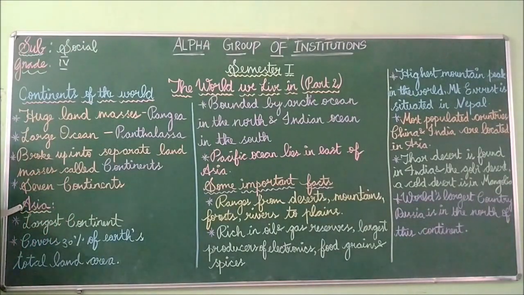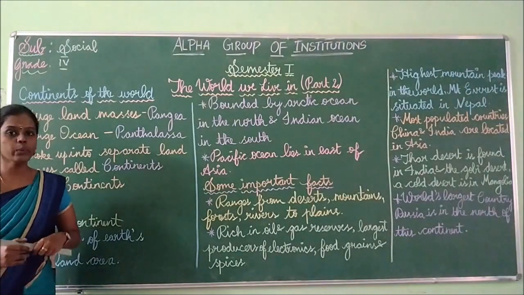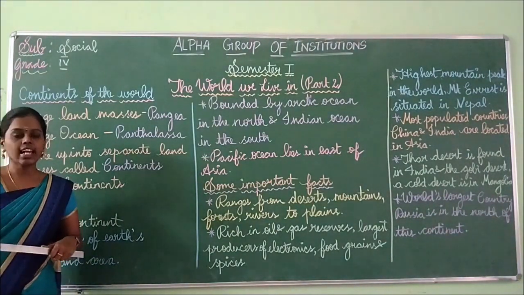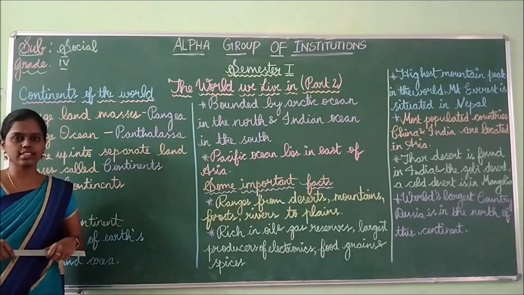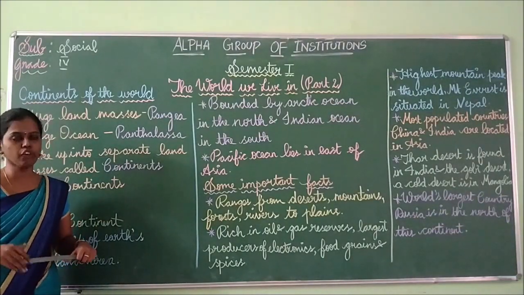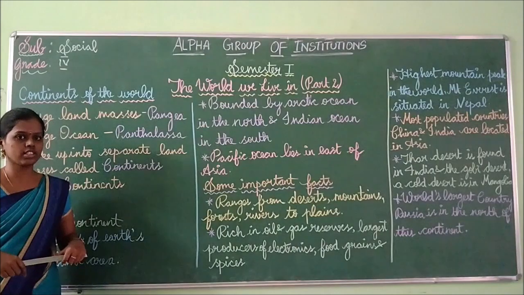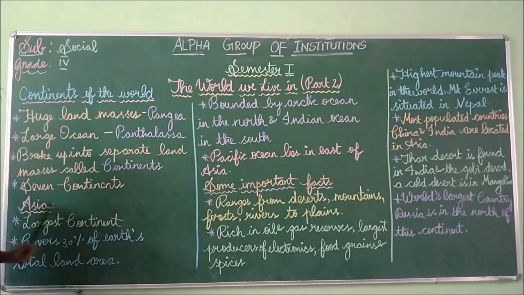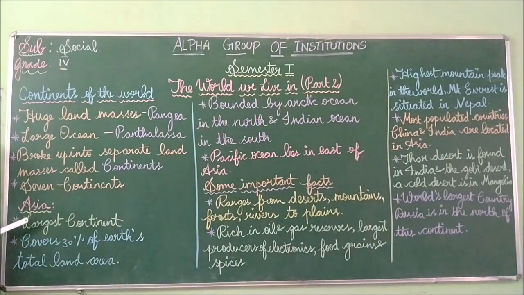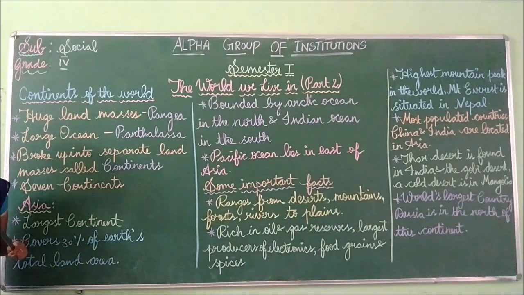Now, we will go to the first continent, Asia. There are 7 continents, as I told you. We are going to see them in the order of largest to smallest continent. First one is Asia. Asia is the largest continent in the world. It is the first biggest continent in the world.